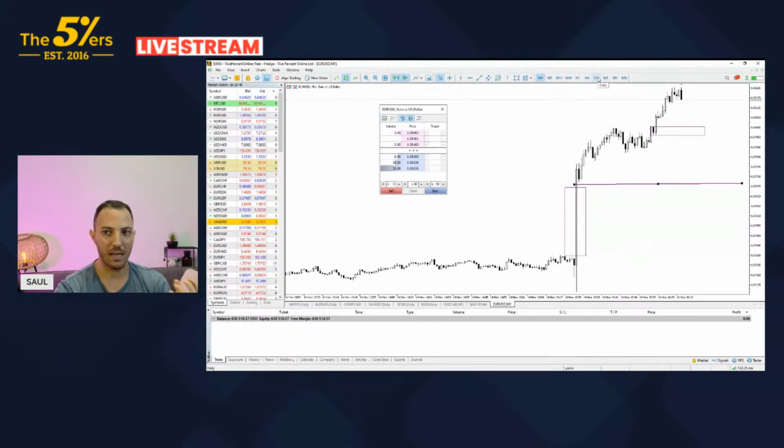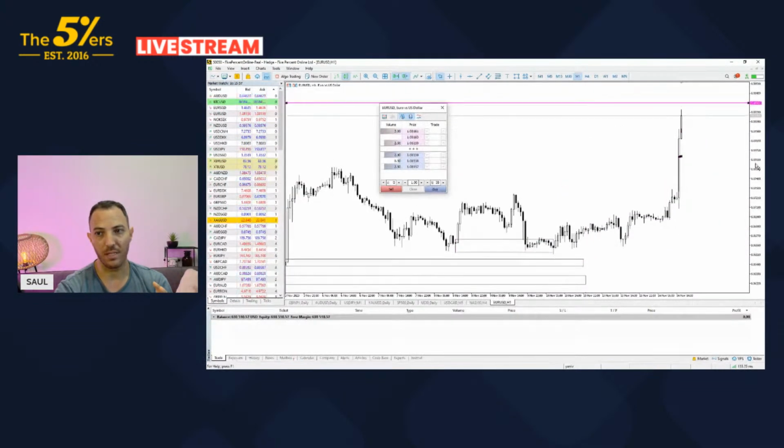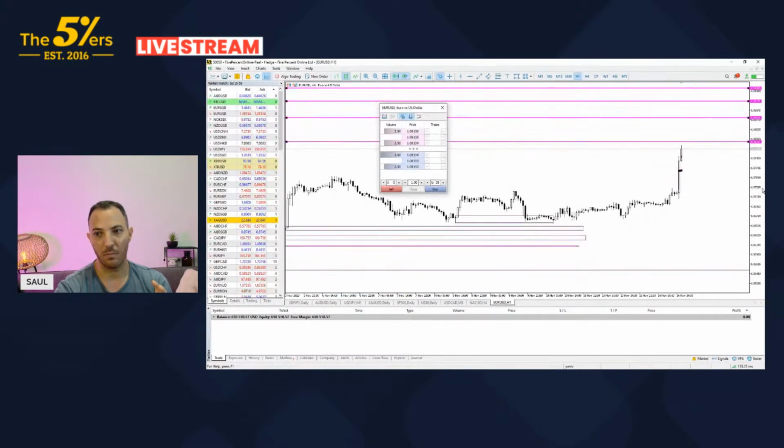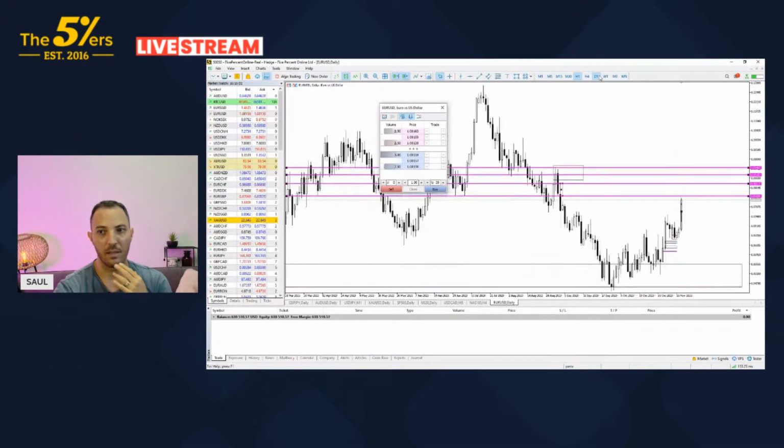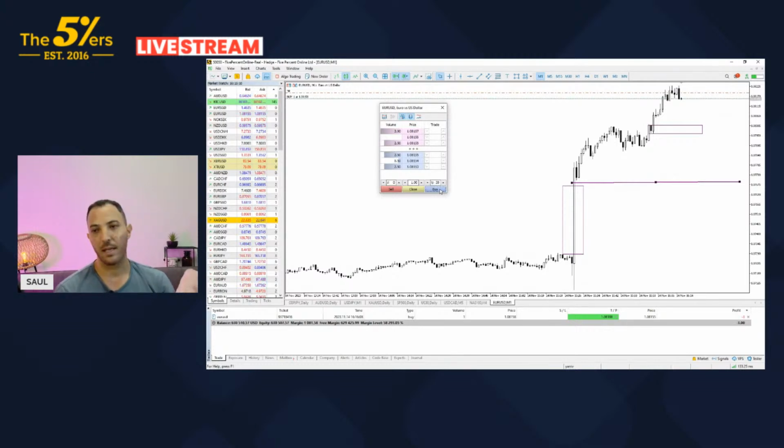In my case, I get my bias from the dailies, and then I set my levels from the hourlies. The lines we drew are based on the hourlies, the areas where I want to be looking to buy or sell, or in between. Then I look for a setup on the 5-minute chart, and I execute on the 1-minute chart.